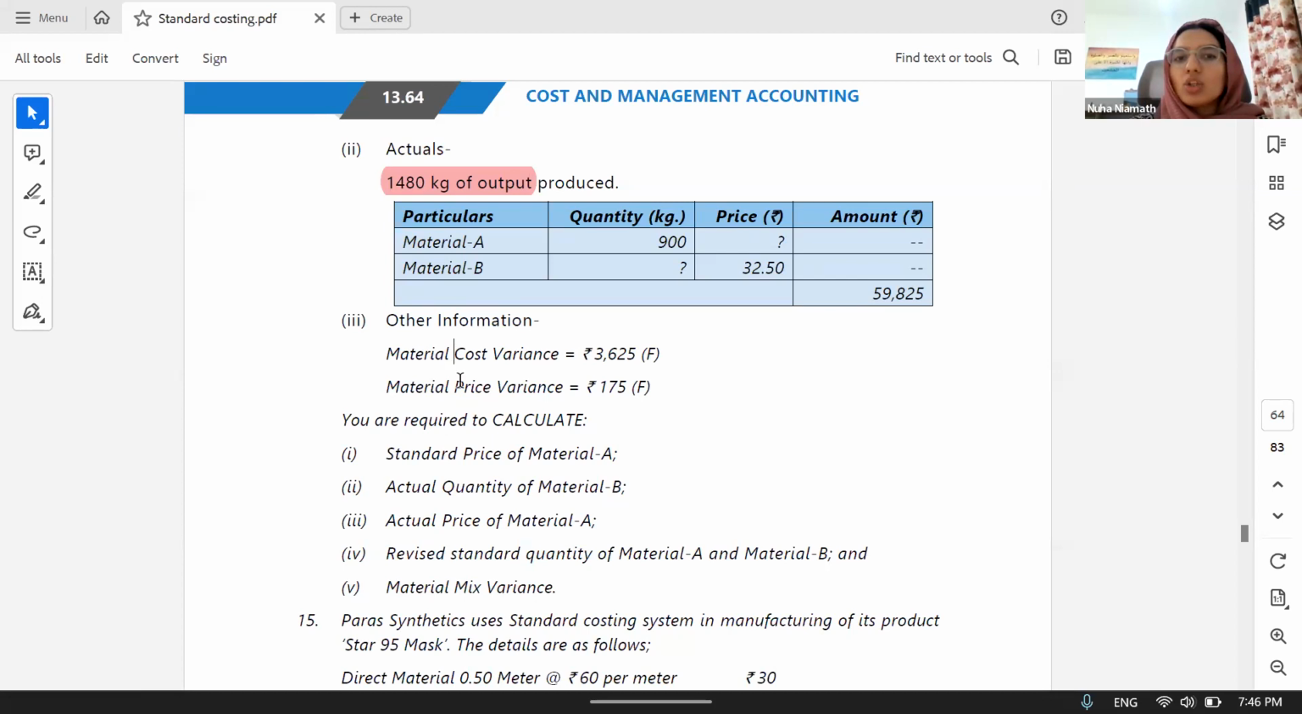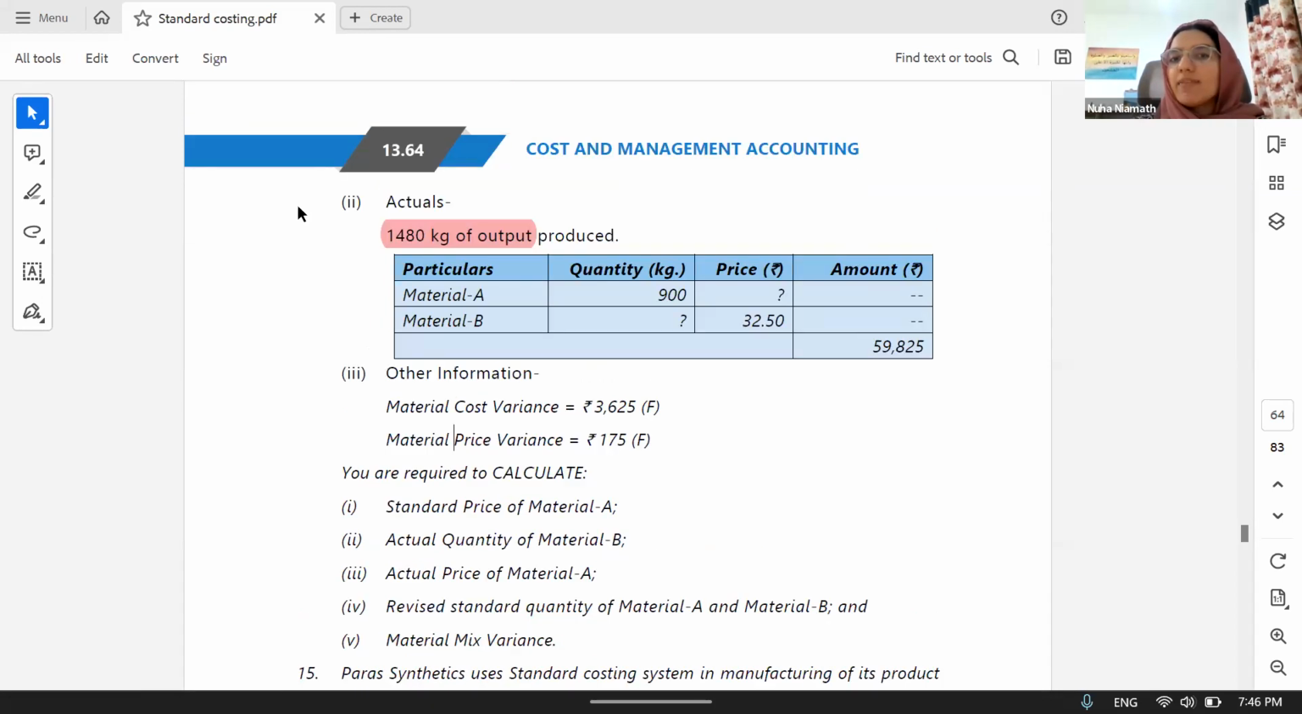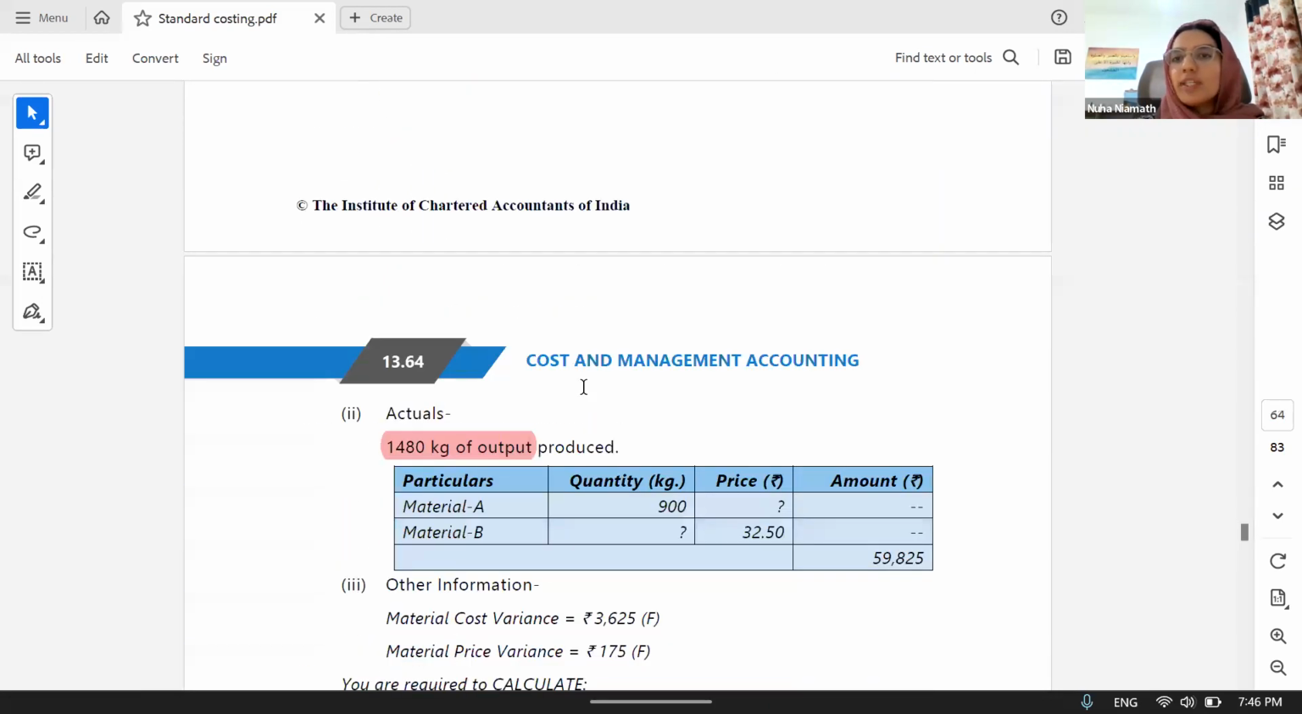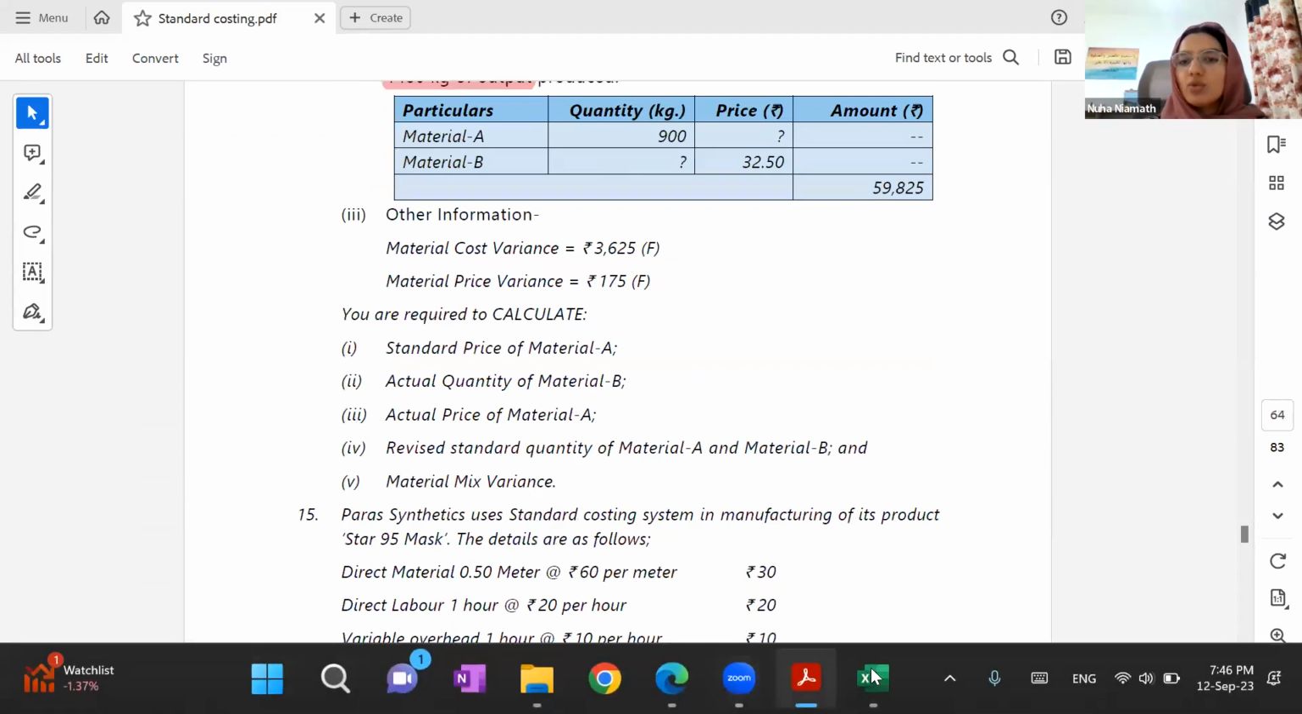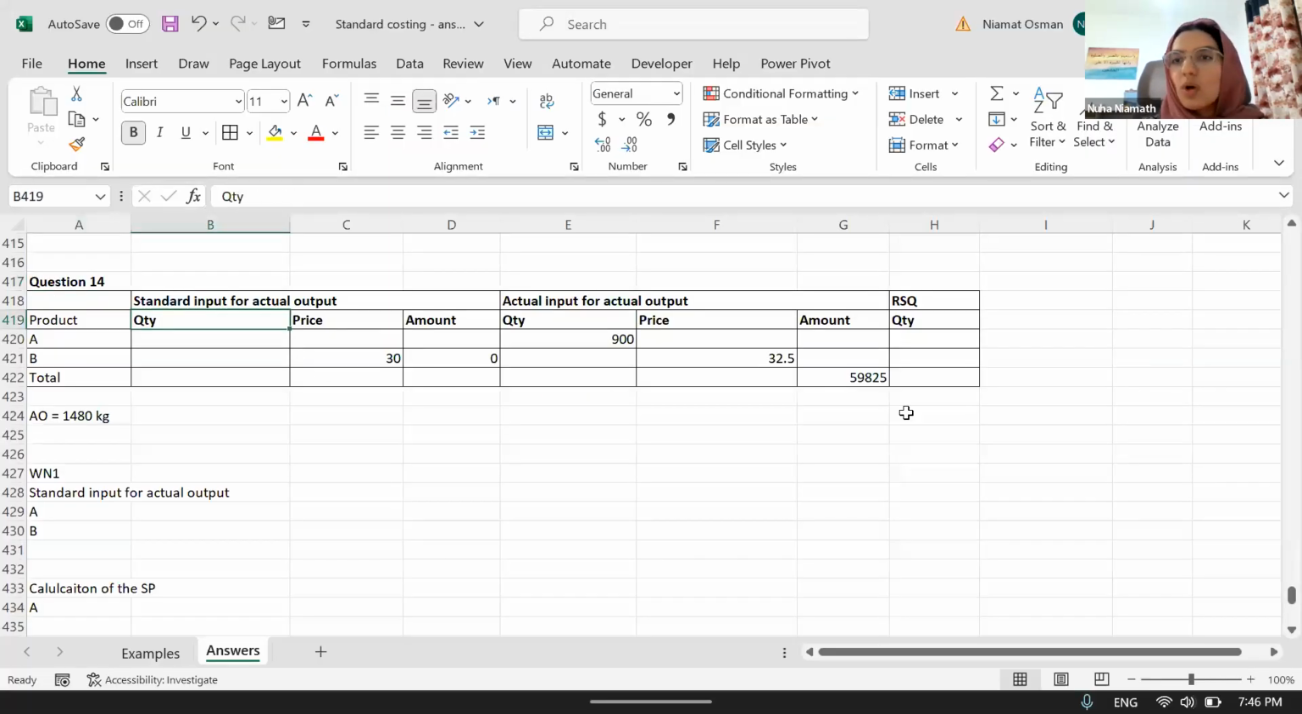So, we know material cost variance and material price variance, and we have some information given here. So, it is just a back working. Let's quickly try to solve this question. So, as you remember, what do we do? First thing, we will calculate the standard input for the actual output and actual input for the actual output. And then we'll calculate our revised standard quantity.